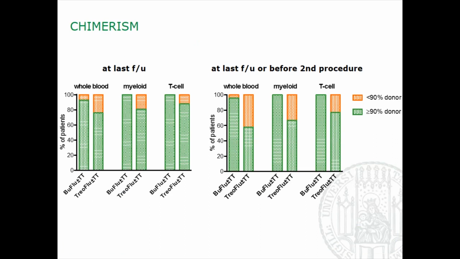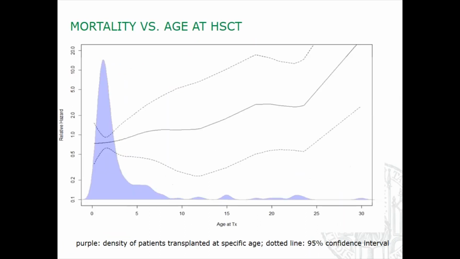This is also reflected in the chimerism, and I won't go into detail, but you can see that in the triosulfan arm there's just a higher incidence of less complete donor chimerism. I've already shown this, and I want to show this slide as well because it refers to the question, what is the optimal age at transplant?